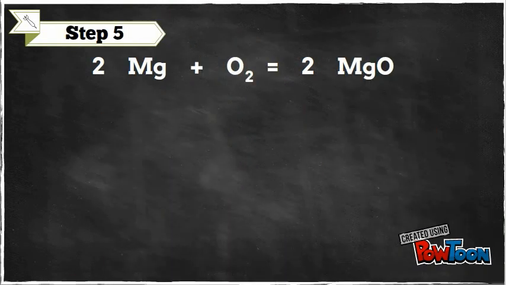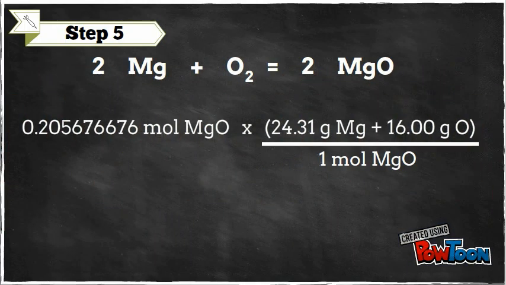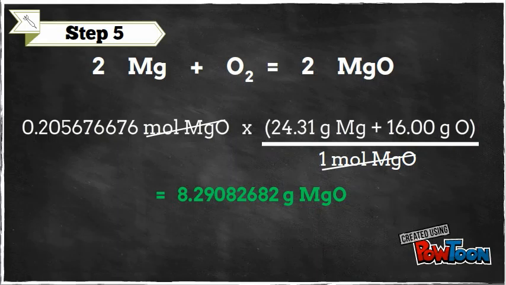Usually the problem will ask you for the amount of product created in grams. So convert from moles to grams. No problem. So if we have about 0.2 moles of magnesium oxide and we use the molar mass of magnesium oxide, we calculate that we will have 8.3 grams of magnesium oxide. Don't forget your sig fig.